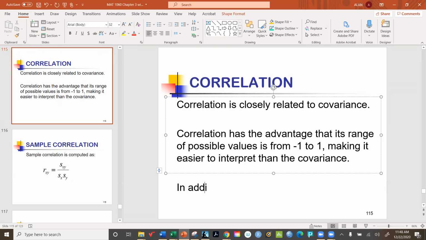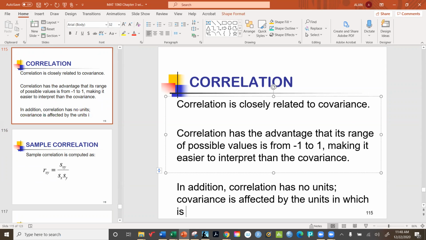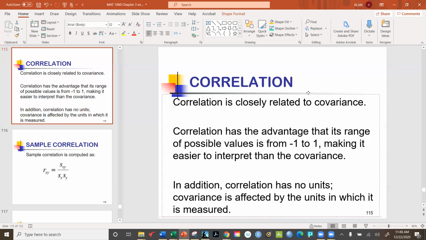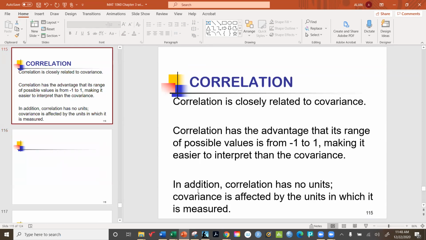In addition, correlation has no units. Covariance is affected by the units in which it is measured. That's important too. I'll tell you why. Imagine that we're looking at temperatures. Actually, let me add this as a separate slide here. This is awfully important.